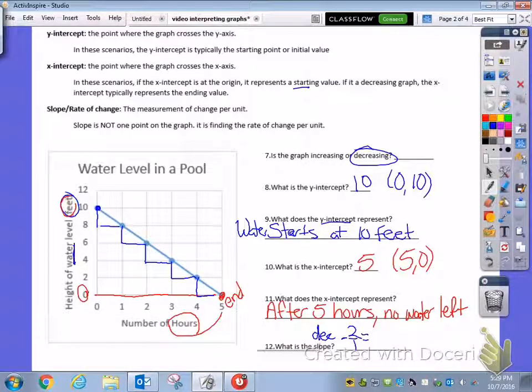When I simplify that, that is negative 2. So I go down, and since it's negative, and I'm talking about water, I go down 2 feet. You have to use the label, and you can say the word per, or you can say the word each. I go down 2 feet each hour. Or you could say, you go down 2 feet per hour. You could say each or per, either one.